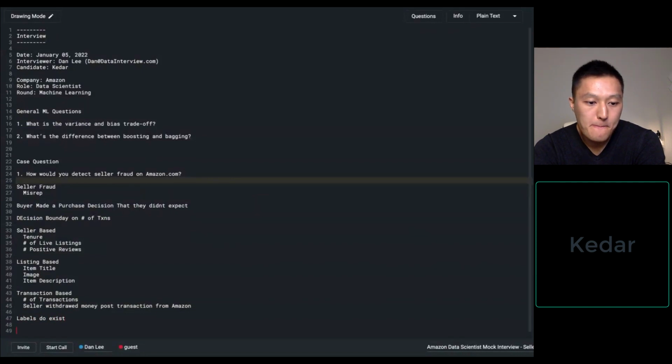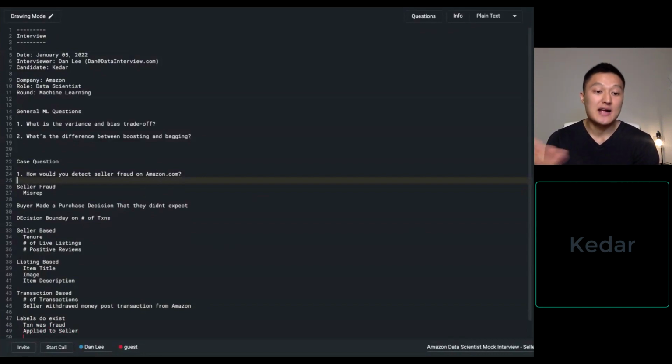Okay, so when you say labels do exist, I'd like to further clarify that just a little bit. Here I'm assuming that since we are building this model at a transaction level, we know at a transaction level whether that transaction was fraud or not through whatever means of ours, right? So we have essentially two types of labels. One is whether a particular transaction is a fraudulent transaction. And then another label that is applied to an actual seller, basically they would be placed in the blacklist. Interesting. Okay, perfect.